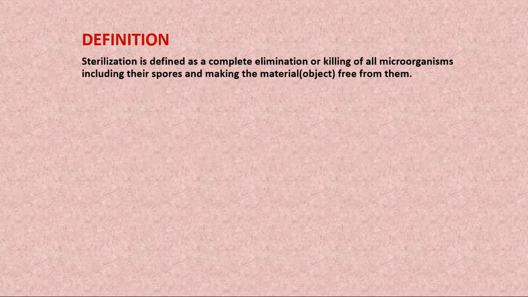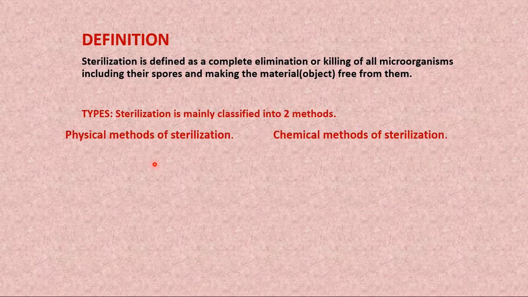So let's have a quick review of sterilization and the types of sterilization. As we know, sterilization is defined as the complete elimination or killing of microorganisms, including their spores, and making the material free from them. So how many types of sterilization are there? As we know, two types. One is the physical method of sterilization and the second is the chemical method of sterilization.